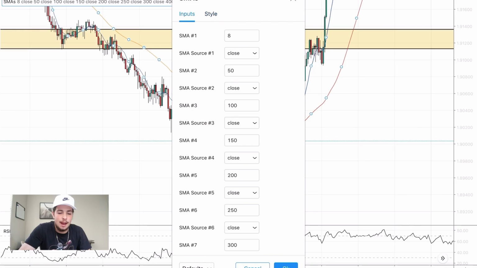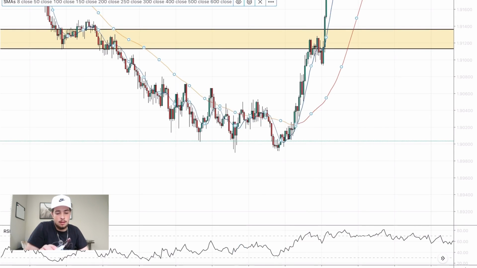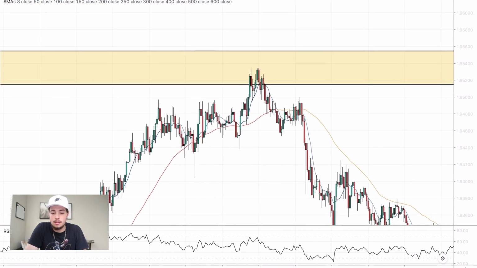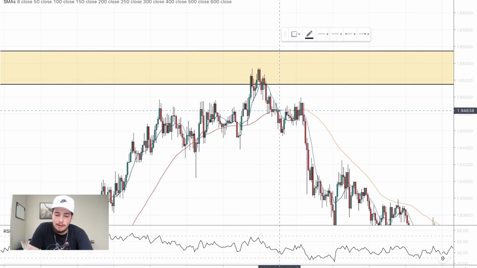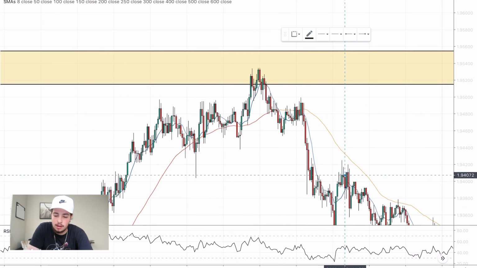When that 50 moving average is on the bottom, we look for buys. When that 50 red moving average is on the top, we look for sells. It's that easy, guys. As you can see, one more example: the red moving average crossed above, and then the price started to come down.